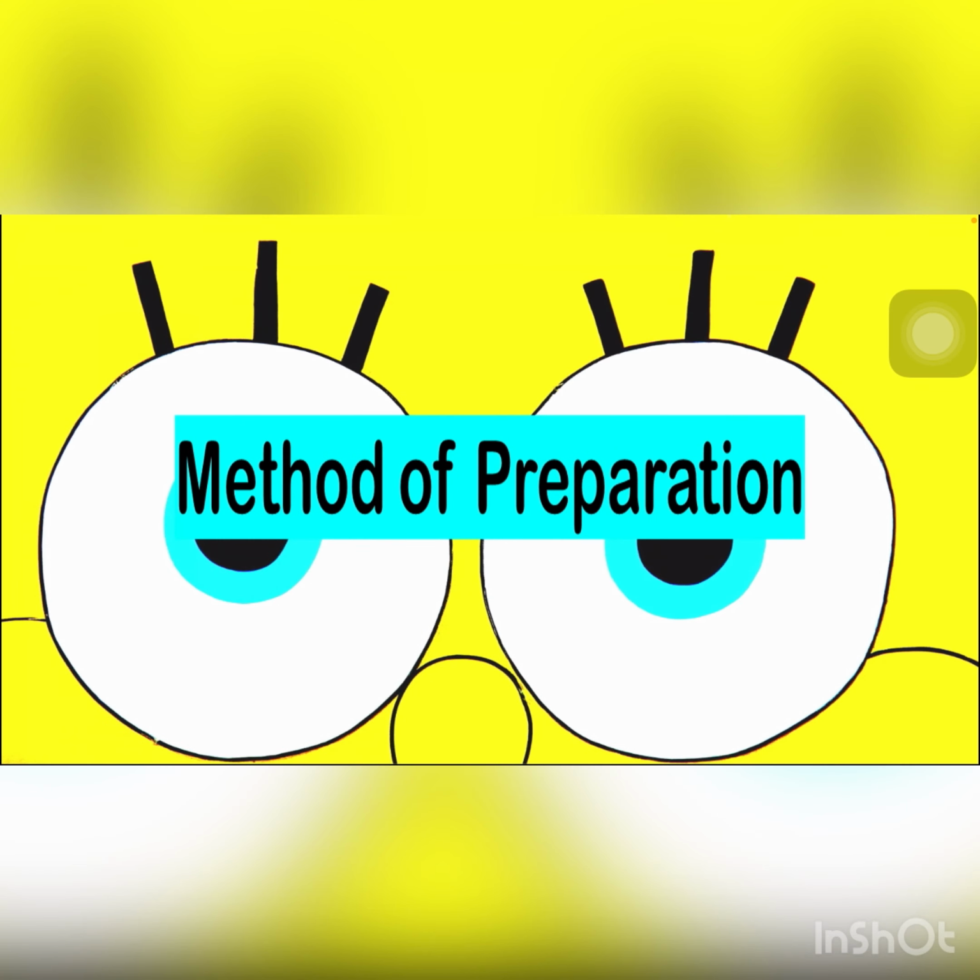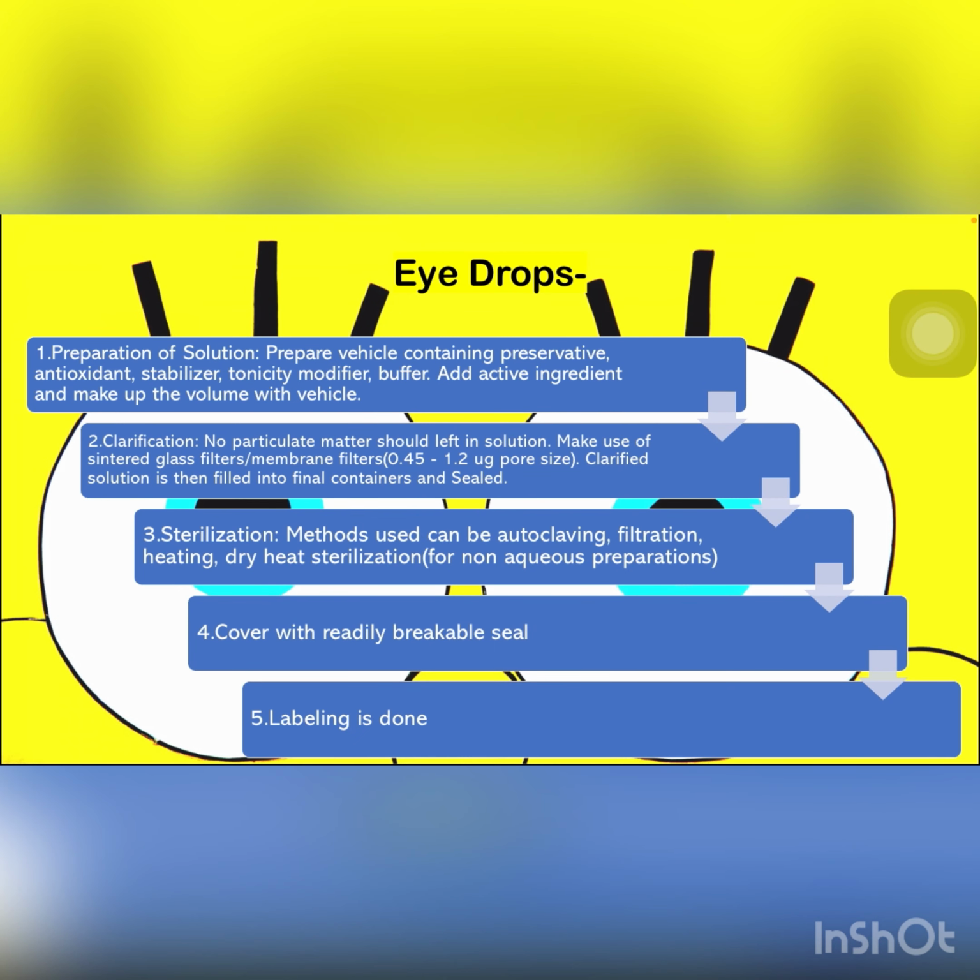The near zero order rate delivery is based on the selection of a non-eroding copolymer membrane enclosing the drug reservoir. Next are the methods of preparation of these ophthalmic preparations. First is eye drop. The first step is preparation of solution. Prepare vehicle containing preservative, antioxidant, stabilizer, tonicity modifier, buffer. Then add active ingredient and make up the volume with the vehicle.